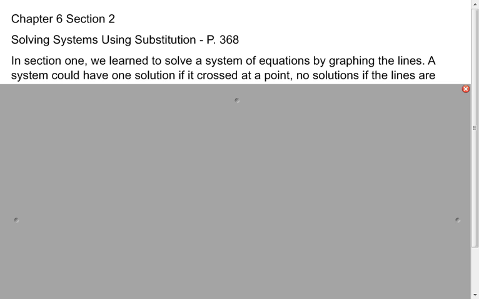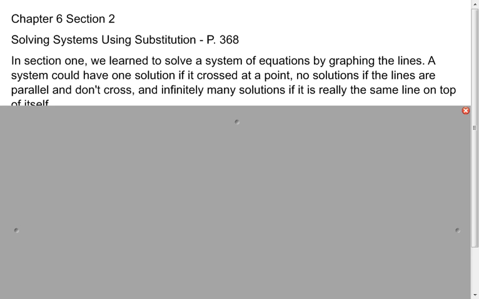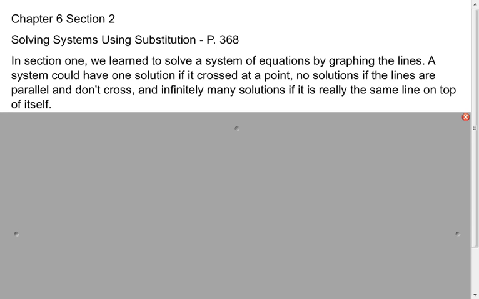In Section 1, we learned to solve a system of equations by graphing the lines. A system can have one solution if it crossed at a point, no solutions if the lines are parallel and don't cross, and infinitely many solutions if it's really the same line on top of itself. So that's a review of Section 1.